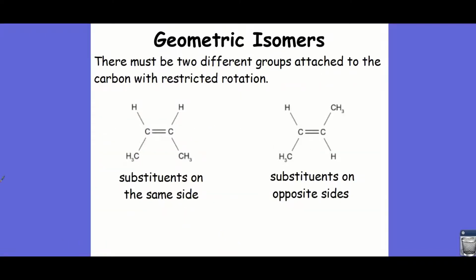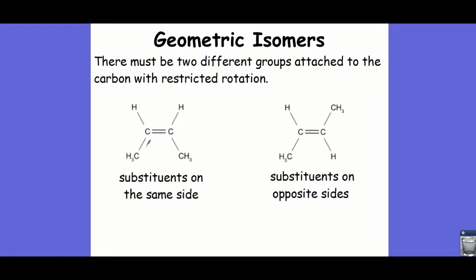So let's have a look at some examples. In order for there to be a geometric isomer, and this bit's really important when it comes to identifying geometric isomers, we need to have a double bond, a triple bond, or a cyclic compound. But we also need, on either side of the double bond, the atoms attached to the carbons within that double bond, the substituents, to be different. So there has to be two different groups.